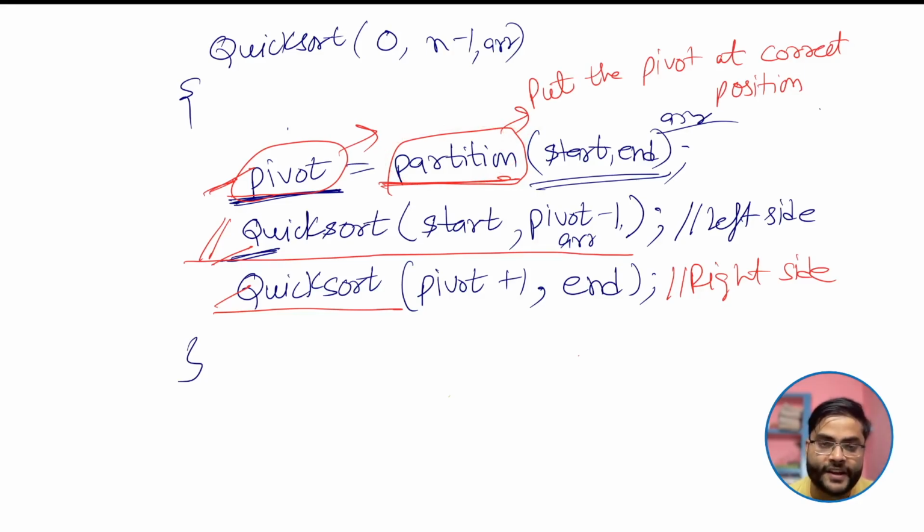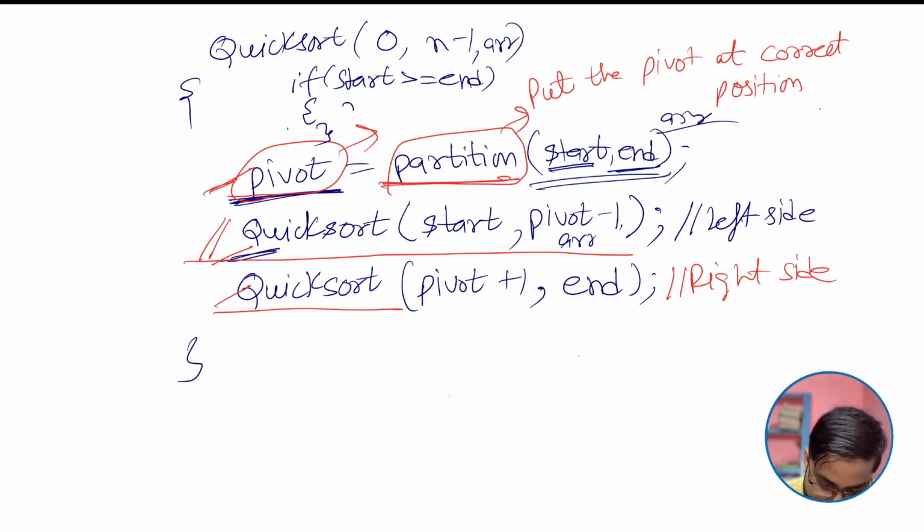Now what if we reach one element? If my start is equal to end, usually we write start greater than or equal to end, to handle the case of a single-element array. If start is greater than or equal to end, that means we have only one element, so we will simply return. Let's say in the array we have only one element, let's say we have one.